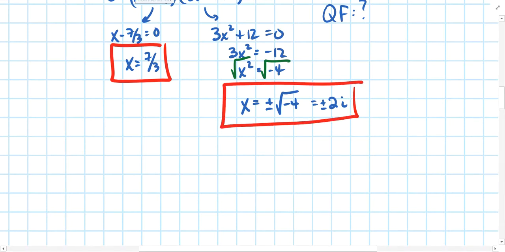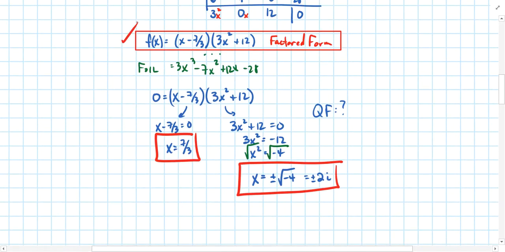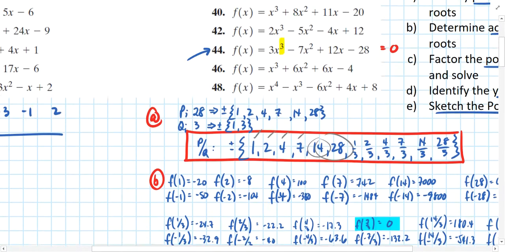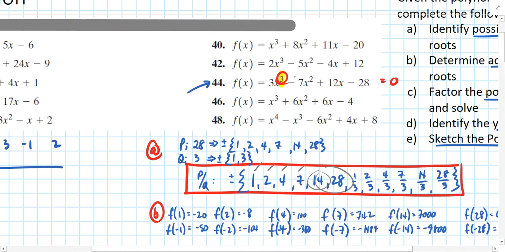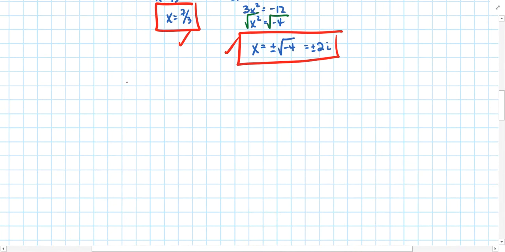So since part C asks us to factor the polynomial and solve, well, we do have the factored results and we have the remaining solutions. And as I said before, there are 3 solutions to this equation. We knew that there would be 3, and as it turns out, one is a real number, rational solution, and the other 2 solutions are imaginary or complex. So let's move on to part D.